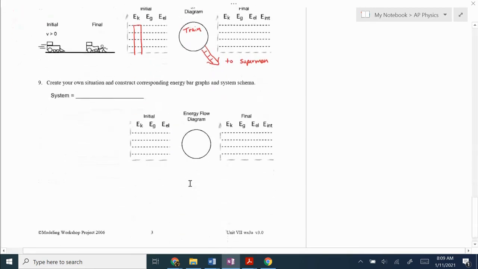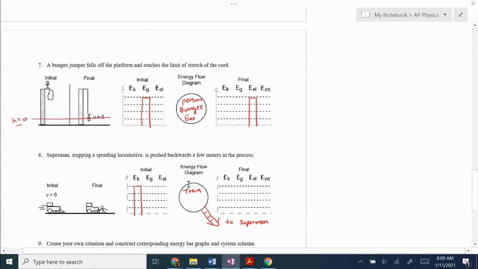So hopefully this helps you go through and determine whether your answers are correct. Again, they don't have to match exactly, but hopefully as you listen to me talk about it, you can determine whether yours is correct or not.